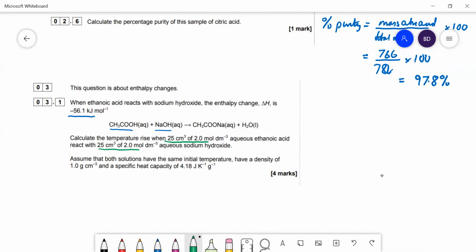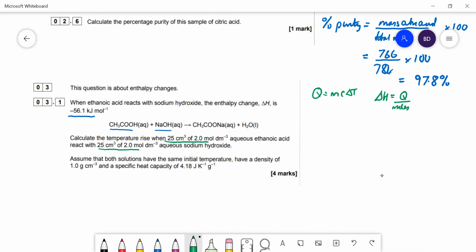Okay, now which equations are we going to need for this? We're going to have to use Q is equal to MC delta T. That will give you the quantity of heat. I'll say what this stands for in a minute. The quantity of heat released in the experiment. And then we need to convert Q to a value of delta H. So delta H is going to be equal to the Q divided by the moles reacted.